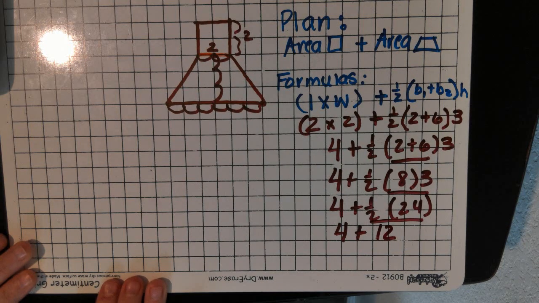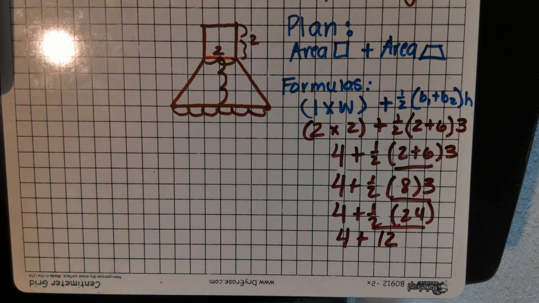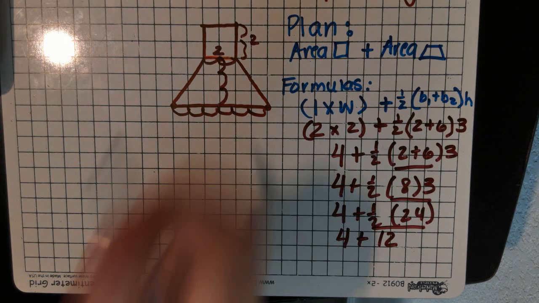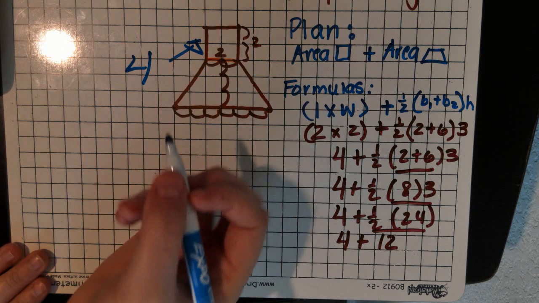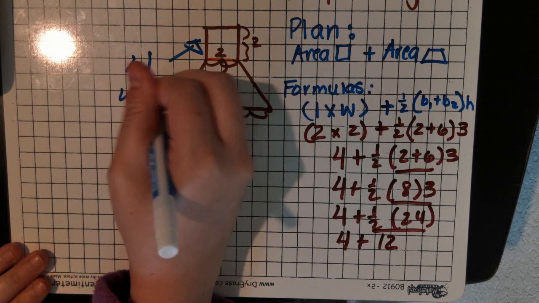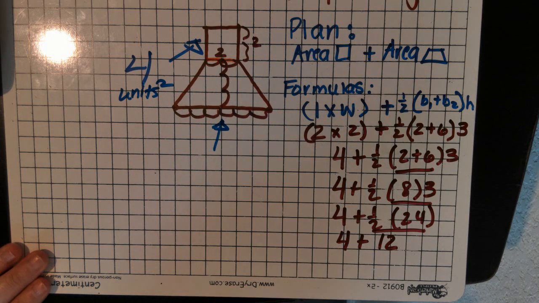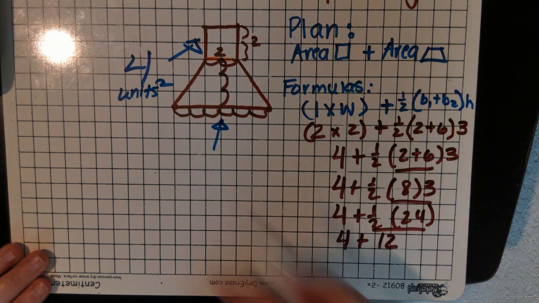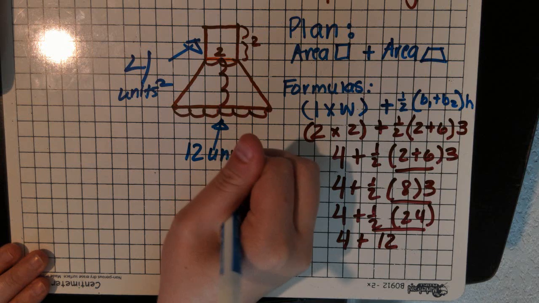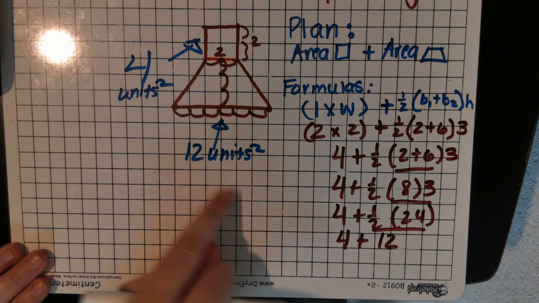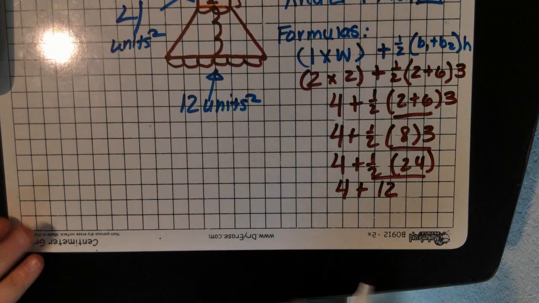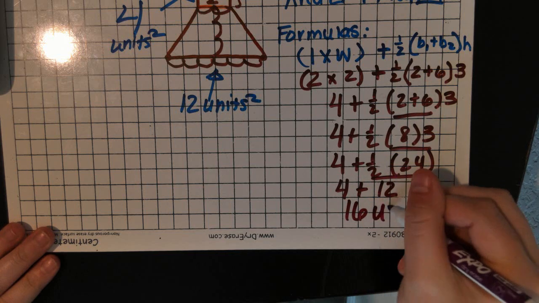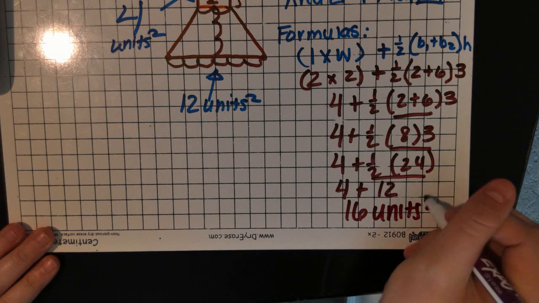So now I've got the area of both of these shapes. The area of my square is 4, and I don't have any units, so I can put units squared. And the area of my trapezoid I got was 12 units squared. Now I want them together because they're put together. To put things together, we add. So 4 plus 12 is 16. So my total area is 16 units squared.